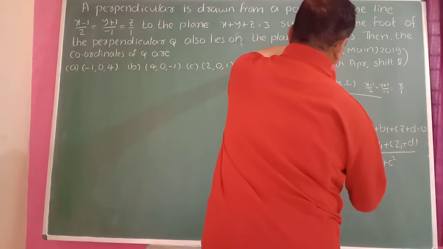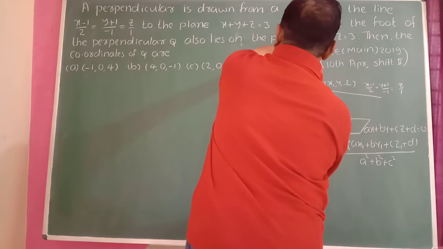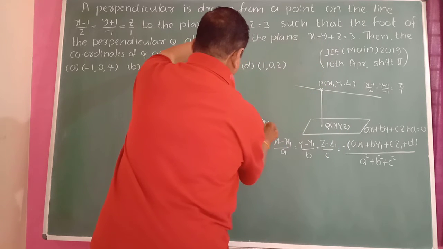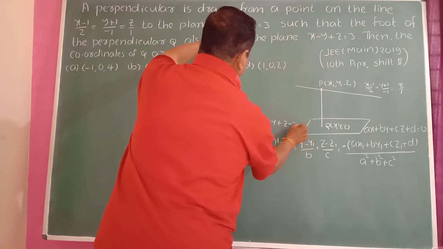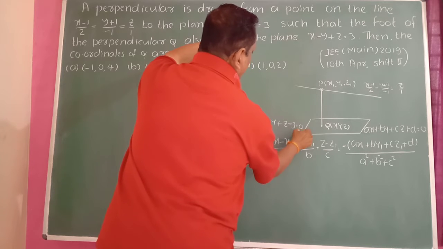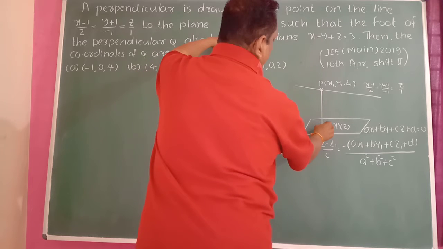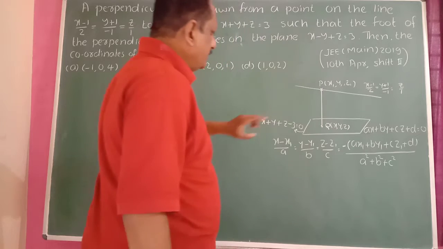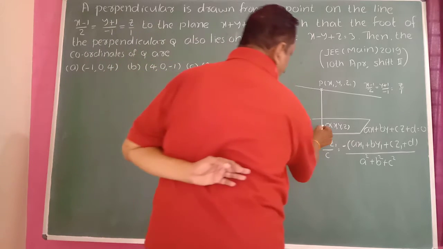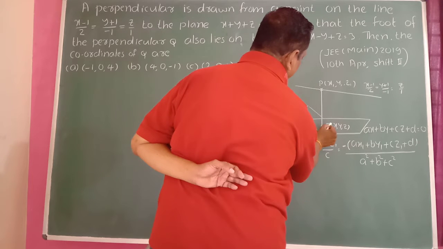Its equation is, first equation is x plus y plus z minus 3 is equal to 0. Equation of this plane here. For this plane, Q is the foot of the perpendicular, means Q is the foot of the perpendicular from P on this plane here. Equation of the plane is this here. This point Q also lies on one more plane here, like this.